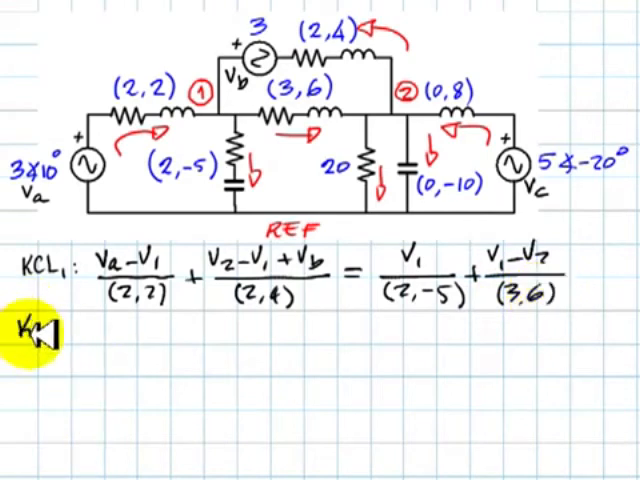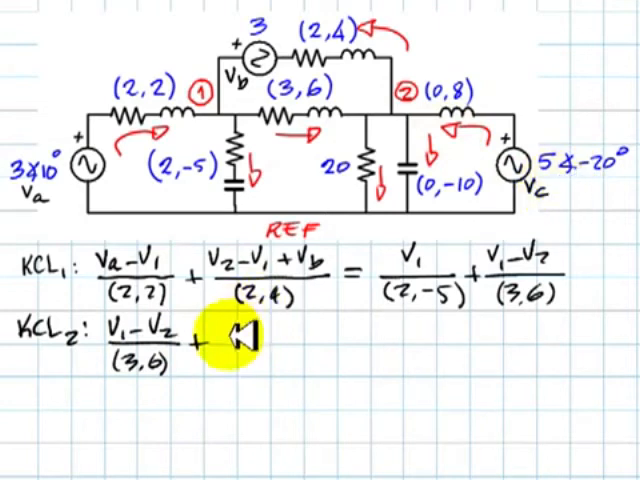Good. Let's write KCL 2, KCL for node number 2. There are 1, 2, 3, 4, 5 branches connected to that. We have 5 terms. Currents arriving in the node, this one and that one, and all the other 3 currents are leaving the node. So let's begin with this one. V1 minus V2 divided by 3∠6.